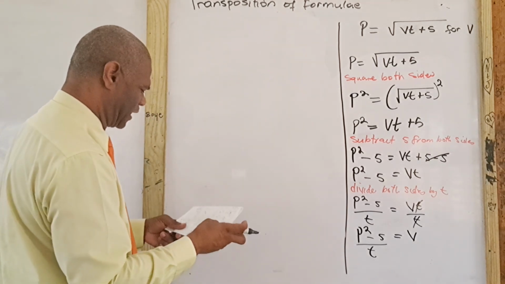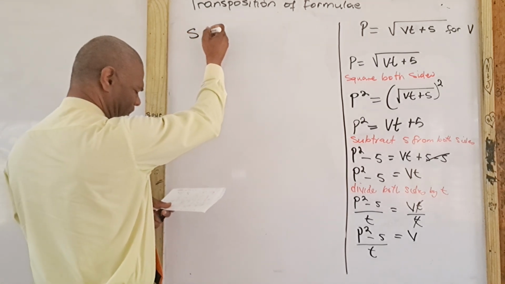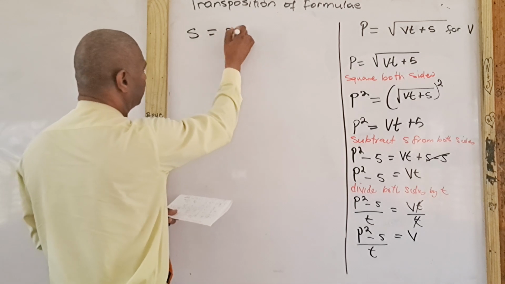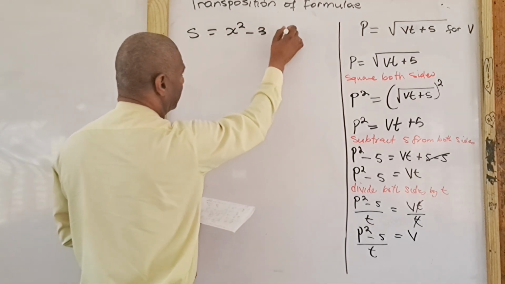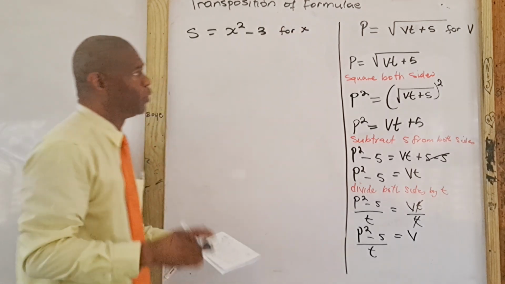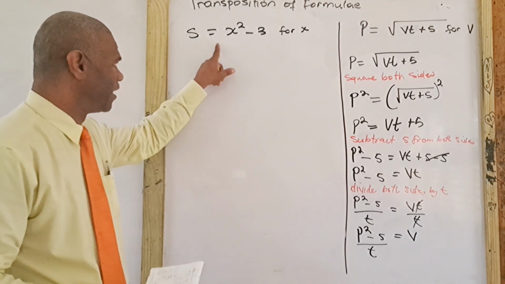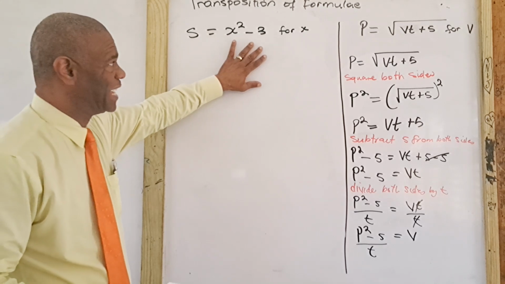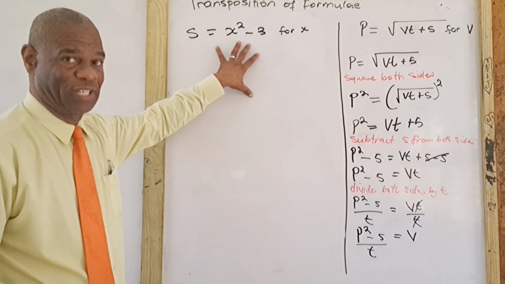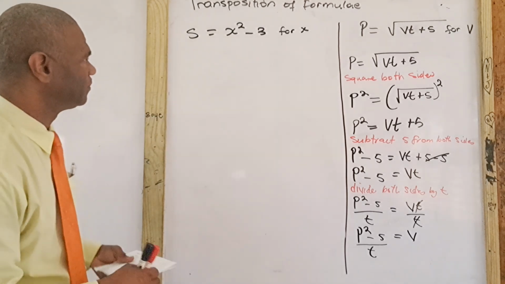Okay, now let's work on this one. We have s equals x squared minus 3. In this we do not have a square root sign, but you're going to see where we're going to get to, because you'll see.